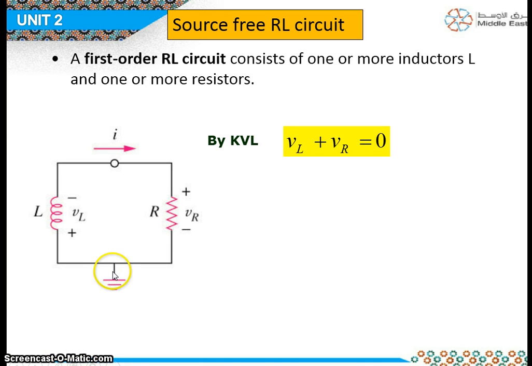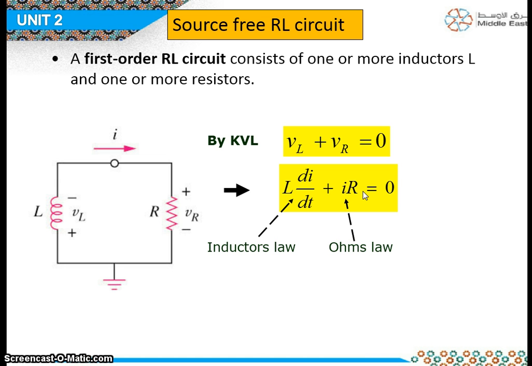So here you can see two voltages, VL and VR. VL plus VR is equal to 0. VL is the voltage across the inductance, which is represented as L di over dt. VR is the voltage across the resistor, which is IR. By using similar techniques of simplifying the equation, an expression for the instantaneous current can be derived, which is equal to I0 exponential minus RT over L.